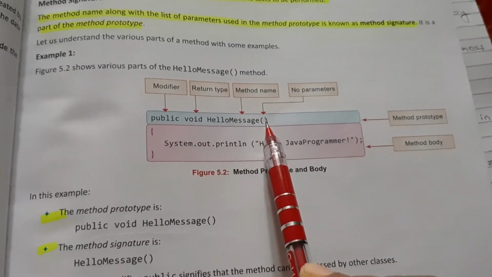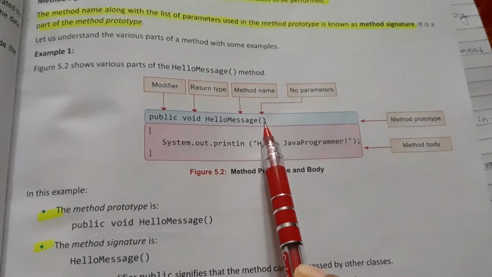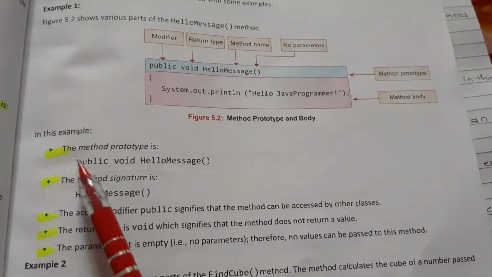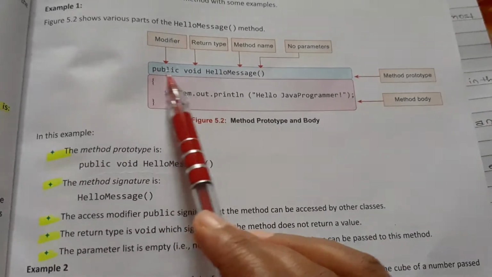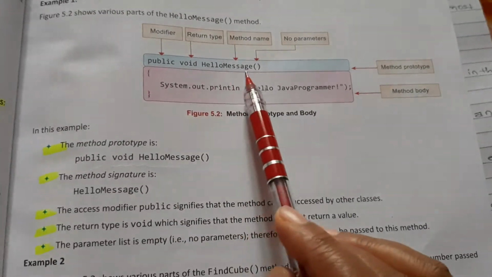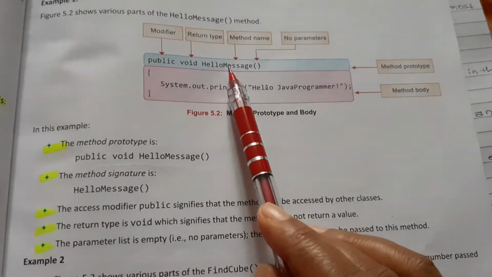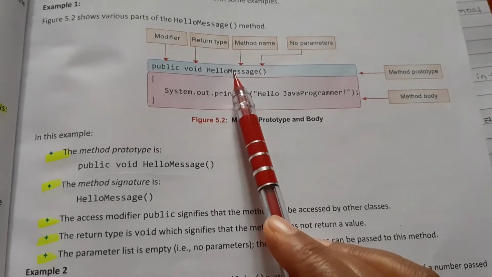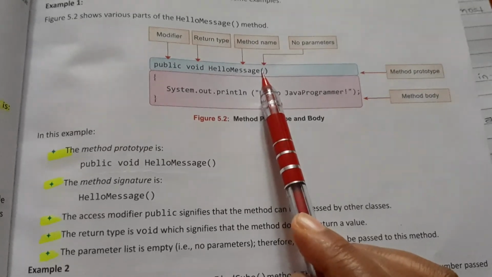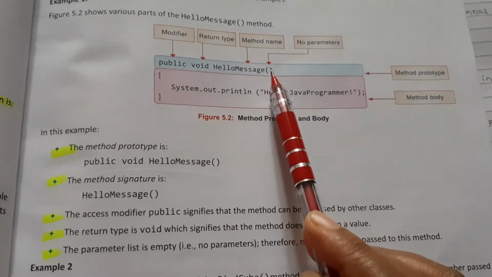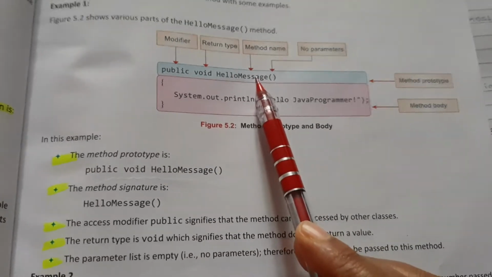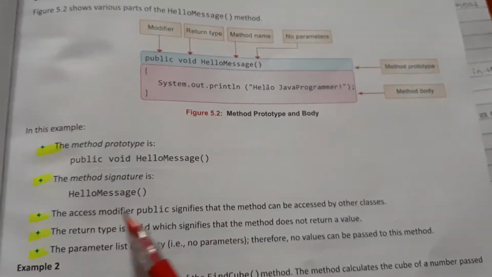Please write down these definitions also. What is a method prototype and what is a method signature? Here the example description is already given. You can see here the method prototype. This complete line is called the method prototype. What is a method signature? The name of the method. Whatever you write just before this bracket is called the method name. And inside this, if you write, then it is called the parameter list. So if you have a parameter list here within this bracket, that will also be considered as part of the method signature. And next is your access modifier.